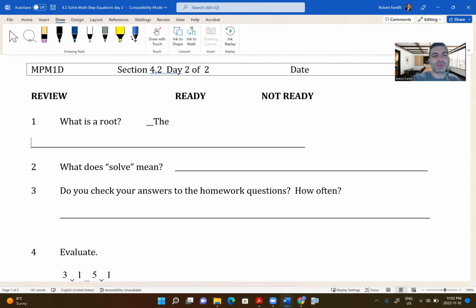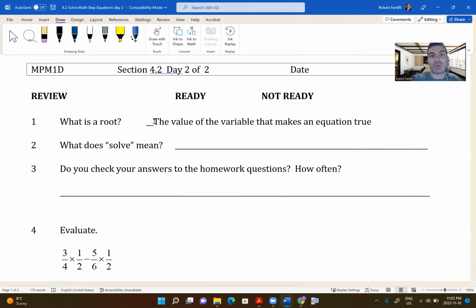It's the value of the variable that makes an equation true. So it's basically the value for the variable that makes left side equal right side, or the expression equal a certain value. So left side has to equal right side.